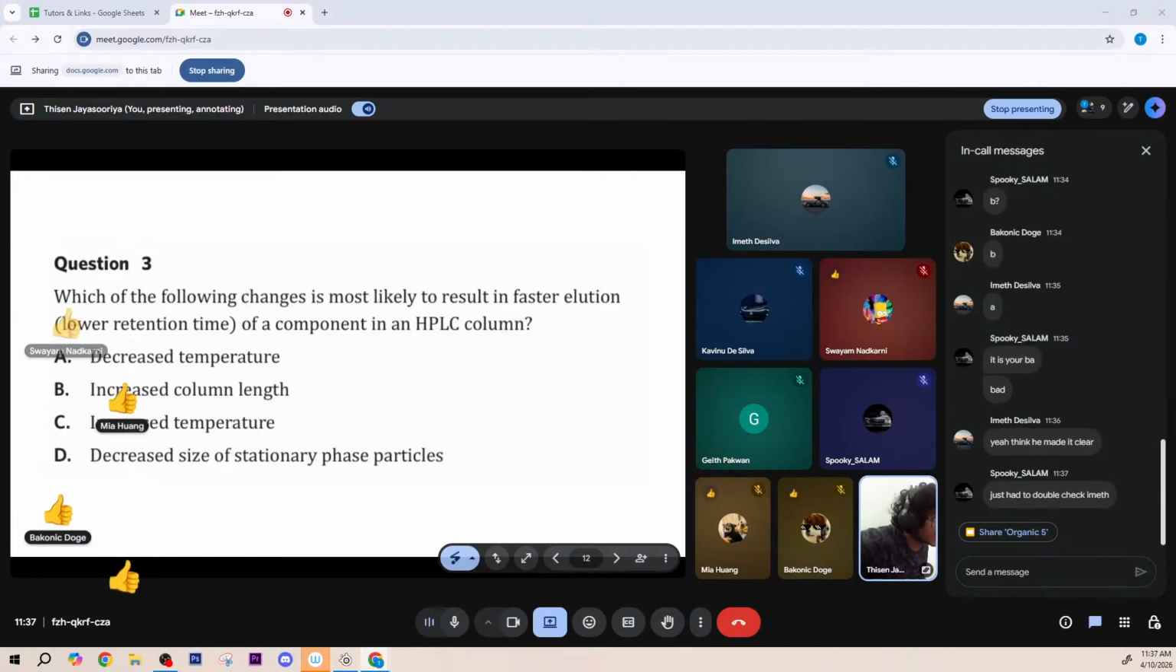Here, which one of the following changes is most likely to result in fast elutions, lower retention times of a compound in an HPLC? So which one is most likely to result in a lower retention time? You might need to know these words.